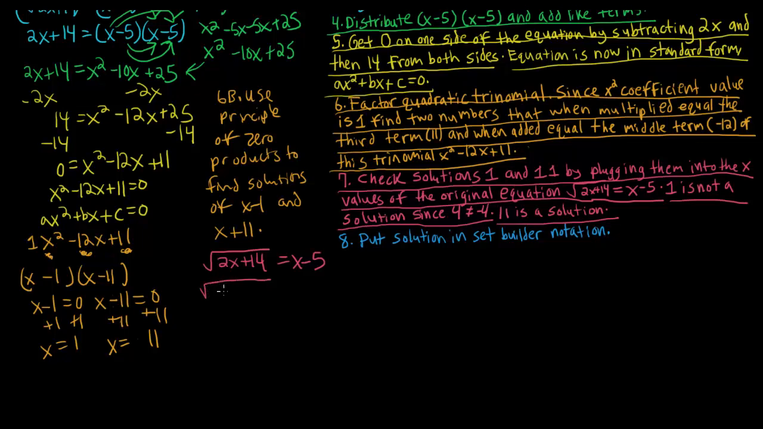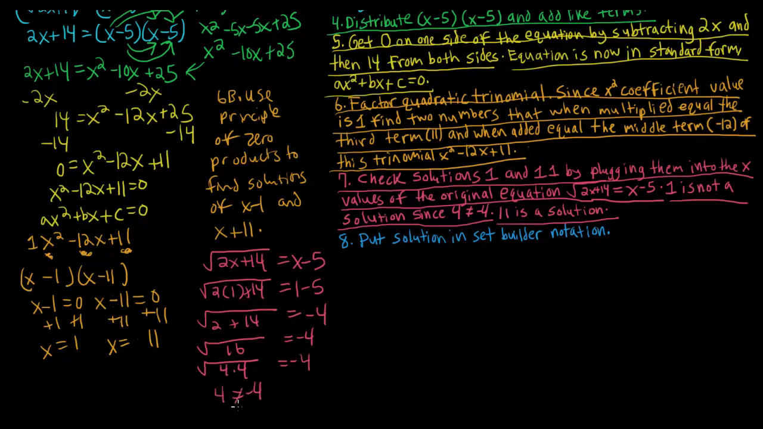So you have the square root of 2 times 1 plus 14 equals 1 minus 5. 2 times 1 is 2, plus 14, equals 1 minus 5 is negative 4. 2 plus 14 is 16 equals negative 4. The square root of 16 is 4, so 4 equals negative 4. And that is not true. So 1 isn't a solution.